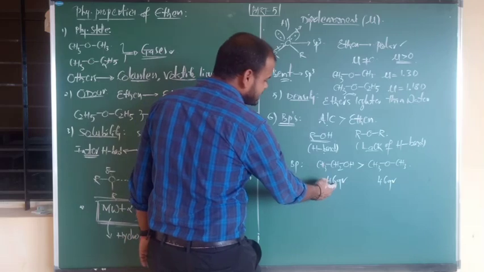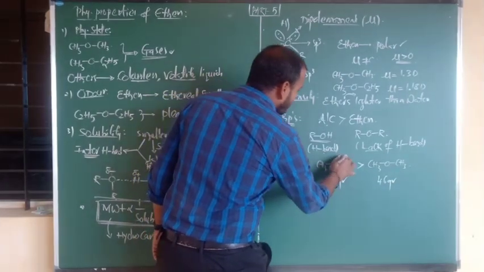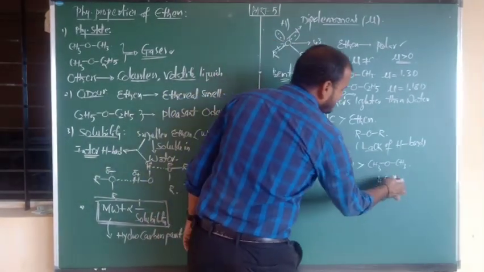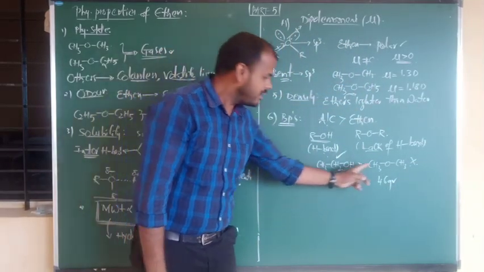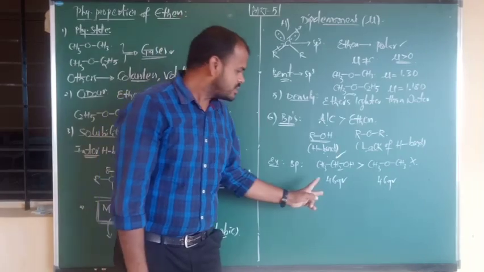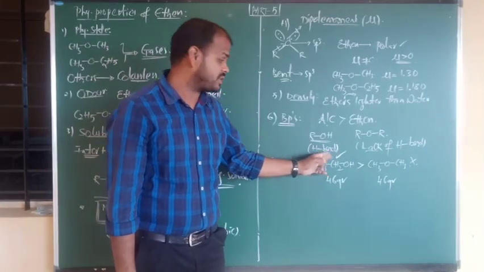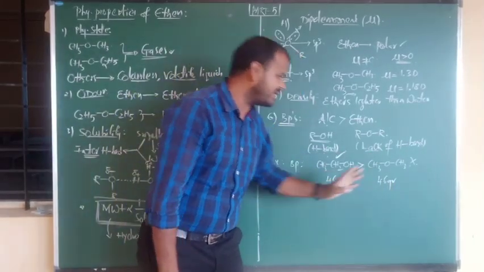Because the reason is the same thing. Ethyl alcohol can form the hydrogen bond, and dimethyl ether cannot form the hydrogen bond. Here there is more association, here no association. So to break this bond you require more temperature, more boiling point, and ether has a lower boiling point.